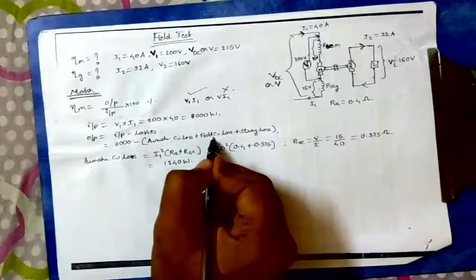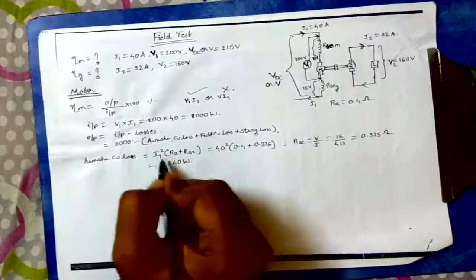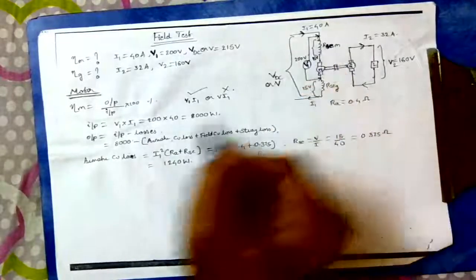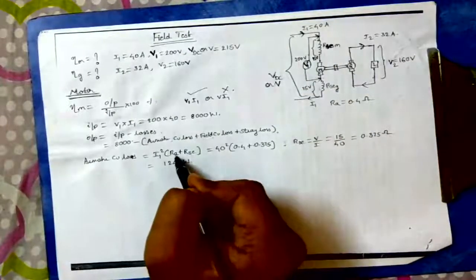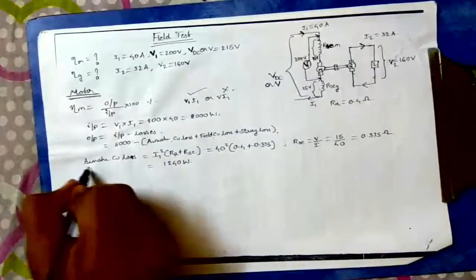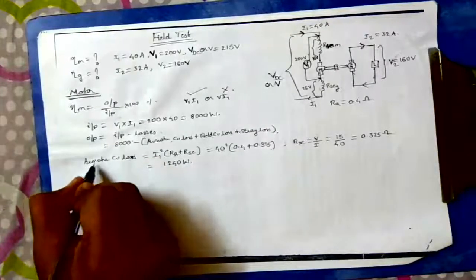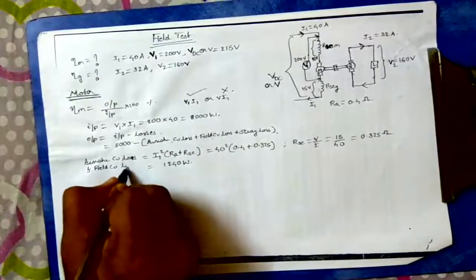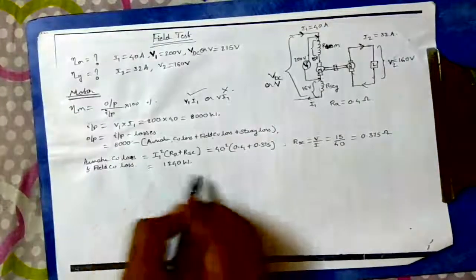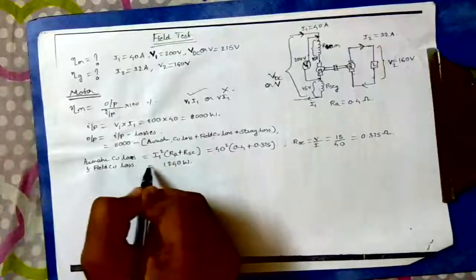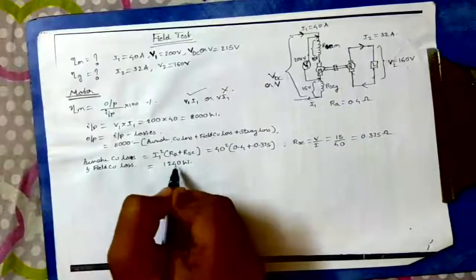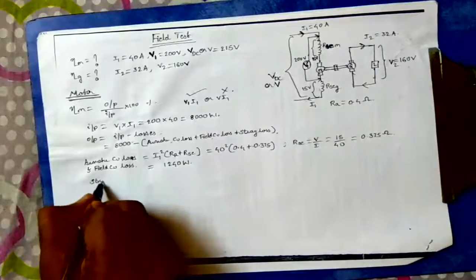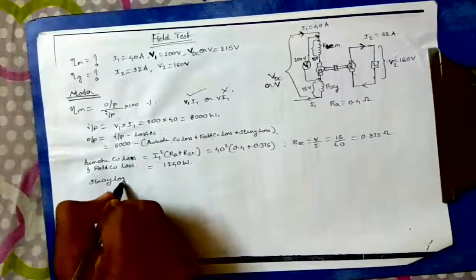What about field copper loss? Field copper loss we have calculated in this only, because the field is nothing but this, that is I1 square RSC. Armature copper loss is I1 square RA. So whatever we have calculated is the combination of armature copper loss and field copper loss. So we shall not calculate the copper loss of the field separately, because the addition of both armature and field we have calculated as 1240. Okay, next what remains here is stray loss.